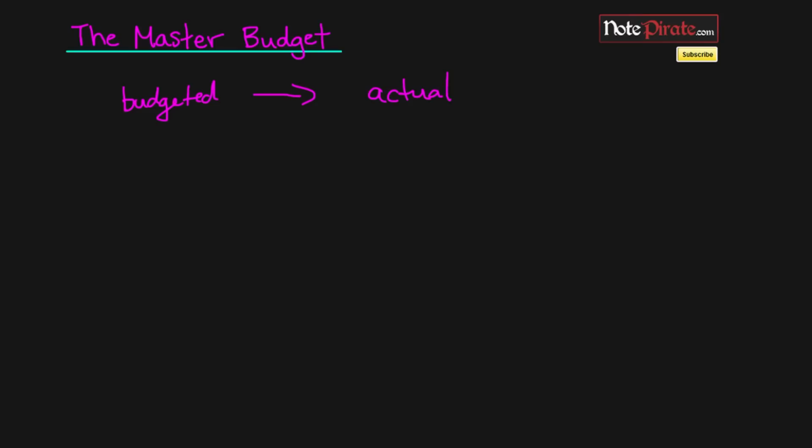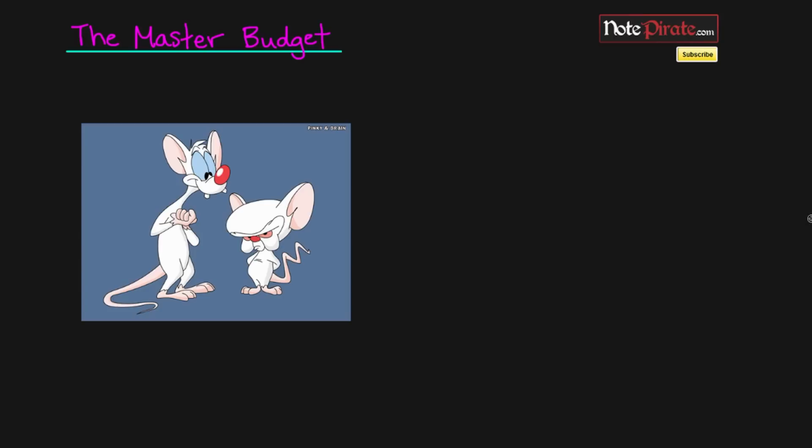So without a master plan, or not a master plan, but a master budget, a company wouldn't be able to plan accordingly and execute functions efficiently, because there'd be no way to evaluate your performance between your budgeted and your actual amounts. And we all know what happens when you don't have a master plan. You end up like Pinky and the Brain, not being able to realize your goals of global domination. So hopefully you understand what the master budget is.